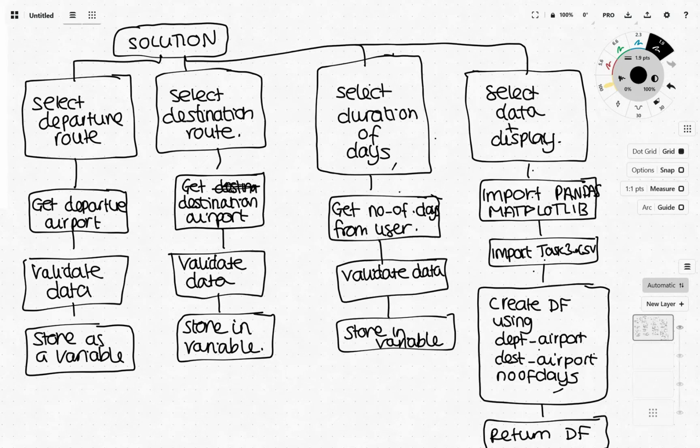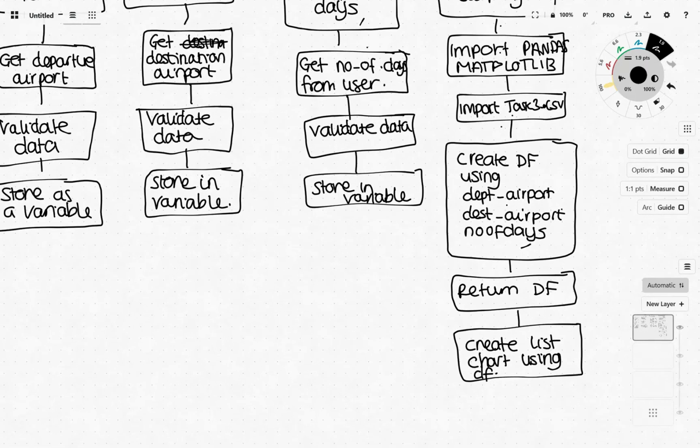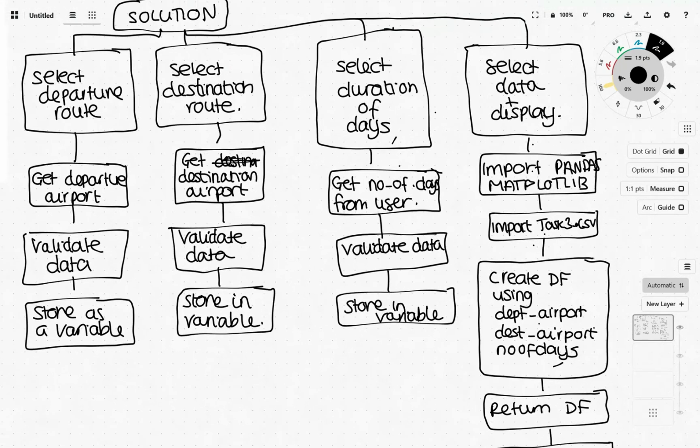Okay, so as you can see here, I've now finished my creation. So under my select duration of days, I'm getting the number of days from the user, validating that data and storing it in a variable. And then crucially, selecting the data display. I've got a section in here to import pandas and matplotlib. Import task3.csv, which is why the data is useful. Create a data frame using the departure airport, destination airport, and the number of days, and then return the data frame and create list chart using the data frame, and that's obviously your matplotlib and pandas in there. So that is part one, okay, and that's going to be your general overview that you will create.